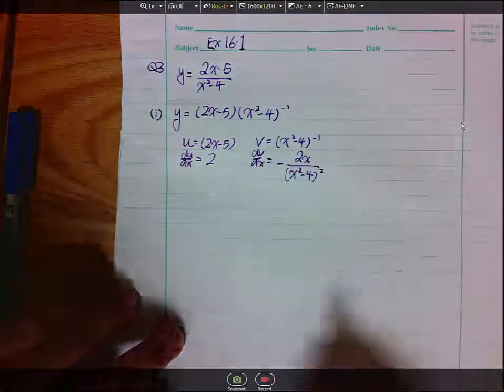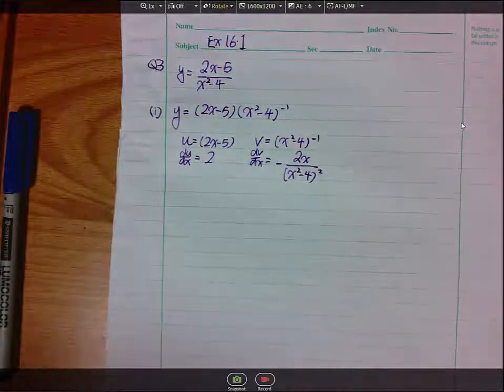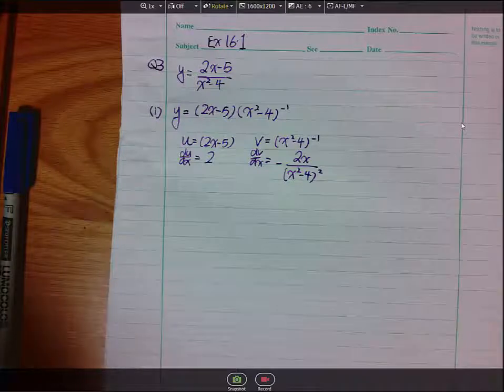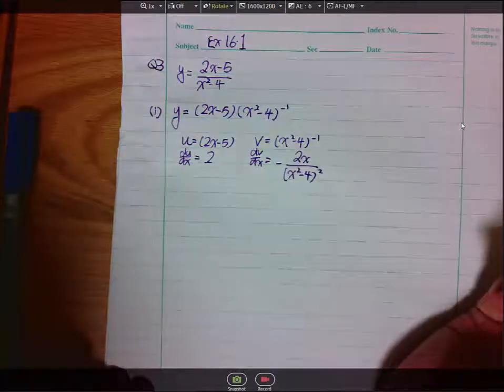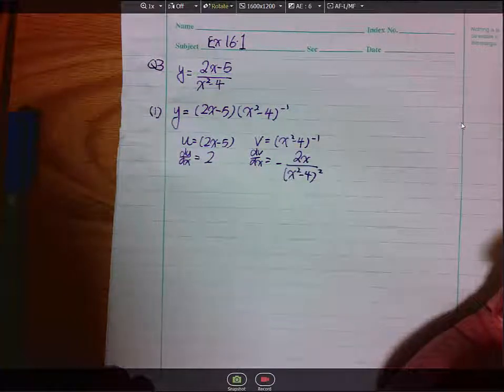Okay, and now we have exercise 16.1 question 3. Basically, they want us to find dy/dx, so instead of using the quotient rule, I express it this way so that we can use the product rule.